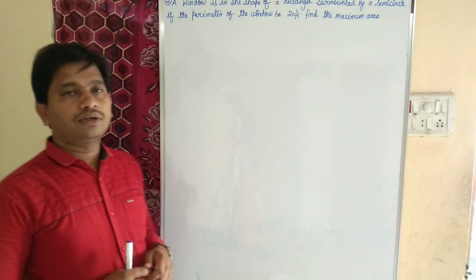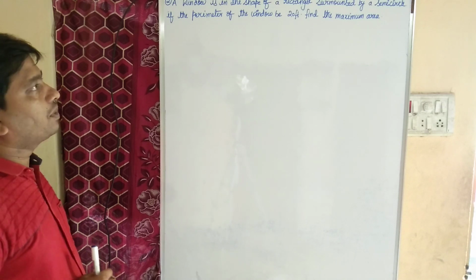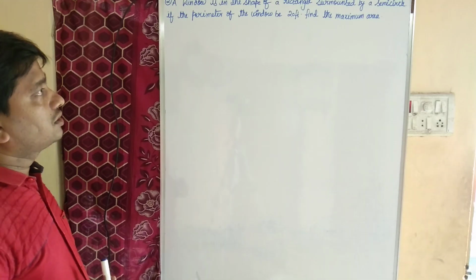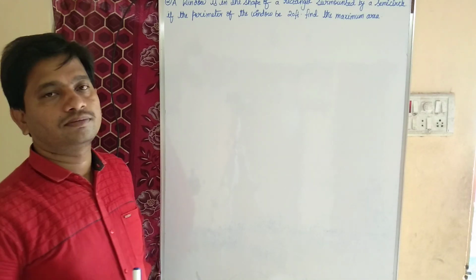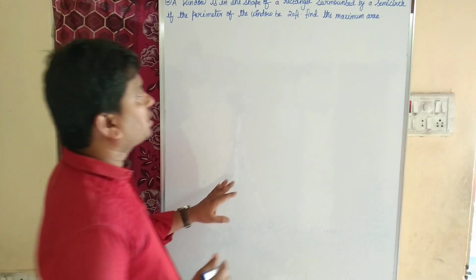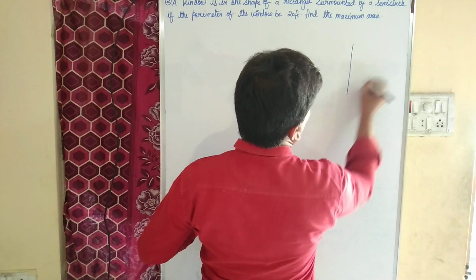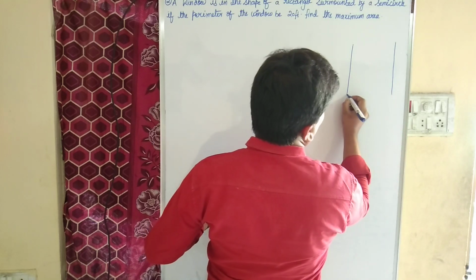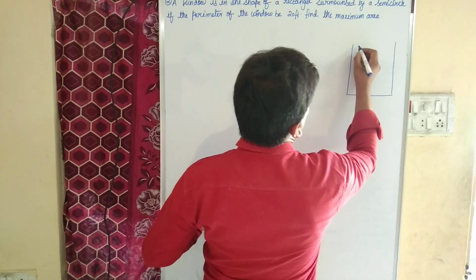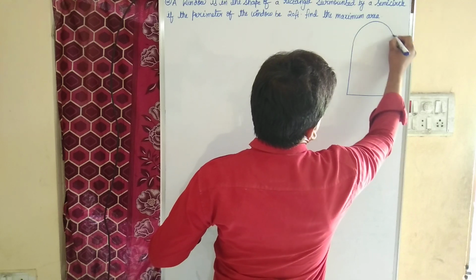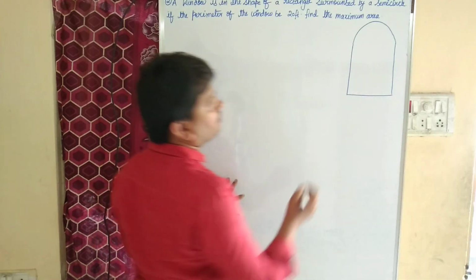Now coming to the second question. A window is in the shape of a rectangle surmounted by a semicircle.